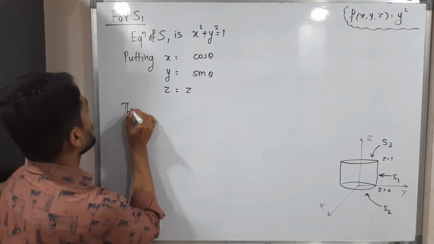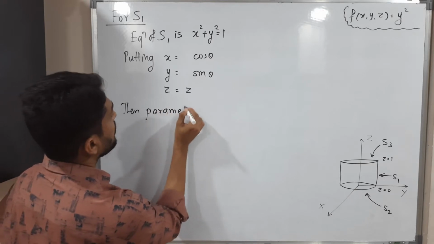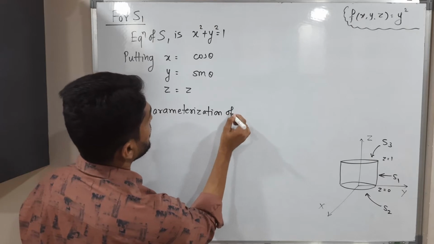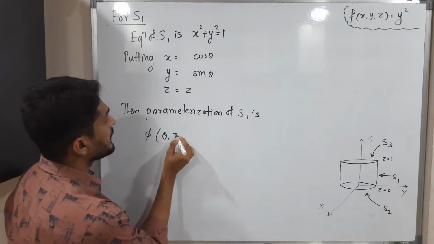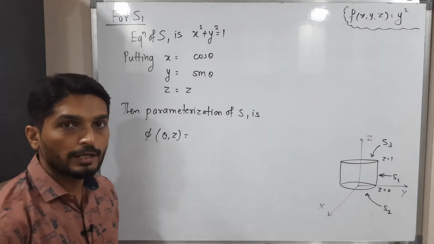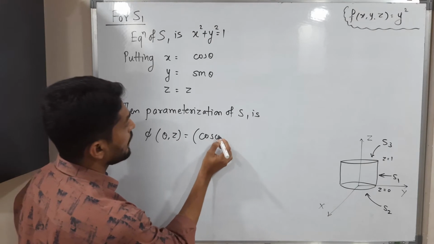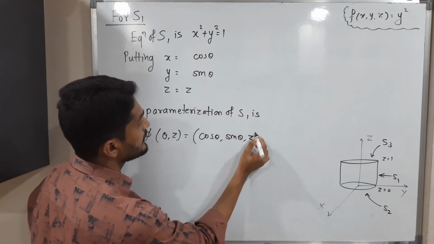Then the parameterization of S1 will be phi of theta and z, since with the help of theta and z we are defining the surface. What is our x? Cos theta. What is our y? Sin theta. And the third component is z.